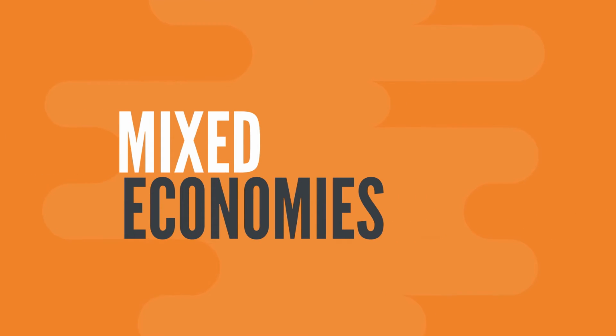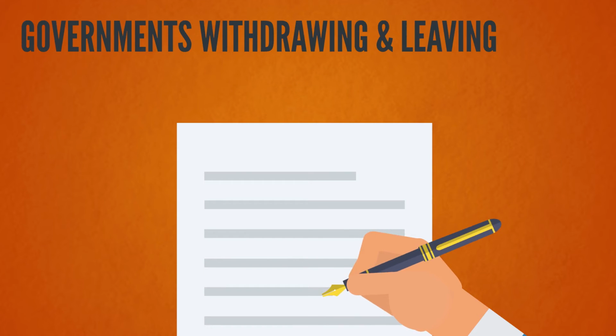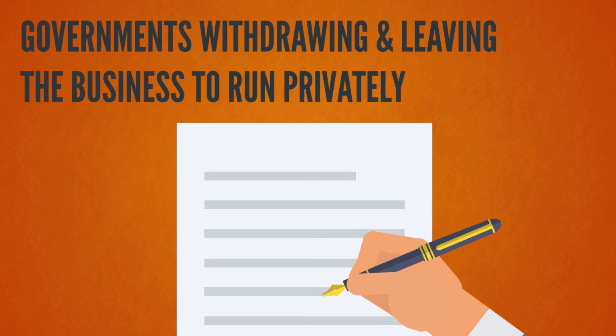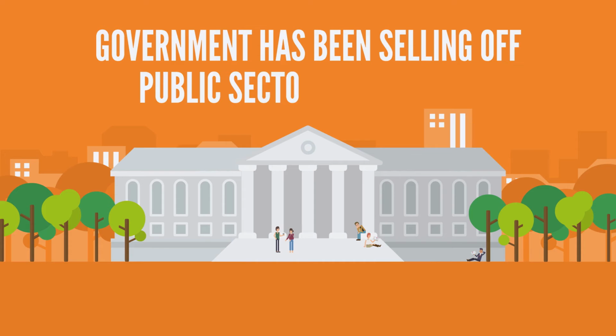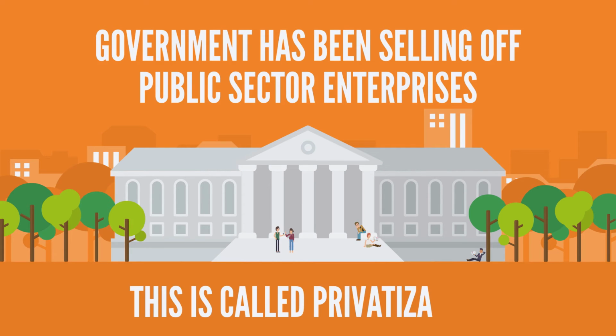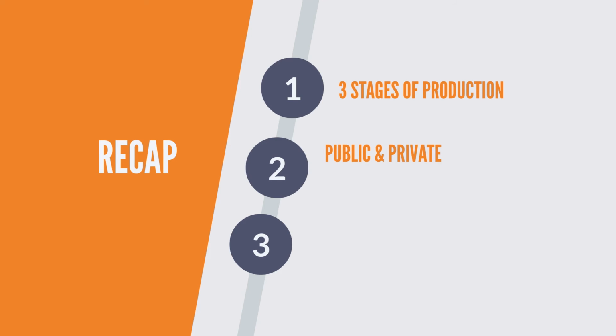So mixed economies have gone through changes in the recent past. As I explained, most of the governments are now withdrawing their intervention and leaving the running of business to businesses, and for this they have been selling off public sector enterprises, and this process is known as privatization. Alright, so what we have discussed till now is the 3 stages of production. We have discussed why private sector and public sector both operate in economies together, and the difference between developing and developed economies.